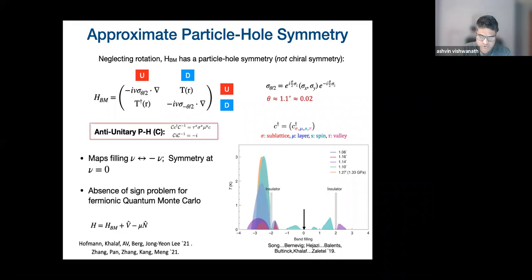So what we could show is that even the full interacting problem with the density-density interactions, if you set the chemical potential to zero at charge neutrality, has no fermion sign problem. So then you can go and simulate it. Of course, the simulation is not trivial, but there's no in-principle problem with simulating hundreds of electrons.